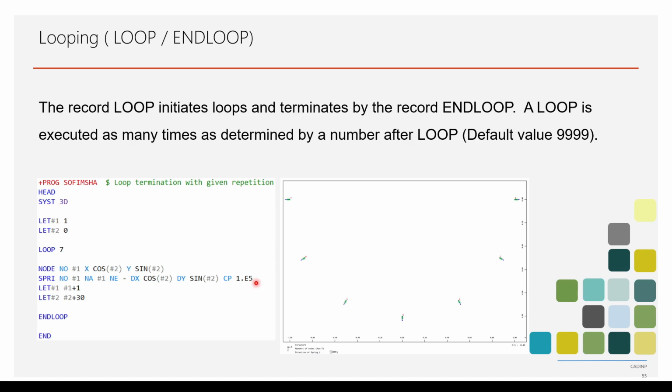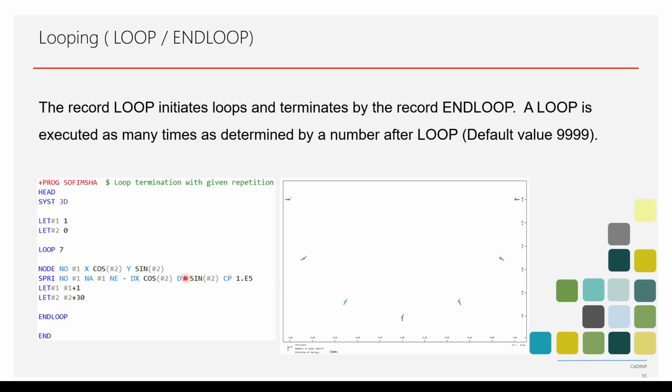Let's go through the first loop and crunch the numbers together. In the first go, the value of #1 equals 1 and #2 is 0. Therefore, a node with number 1 will be generated at 1 meter, since cosine 0 is equal to 1, which will be used at item x, and the y-coordinate will be 0 since sine 0 equals 0. So actually, a node will be created at x equals 1 and y equals 0 meter.